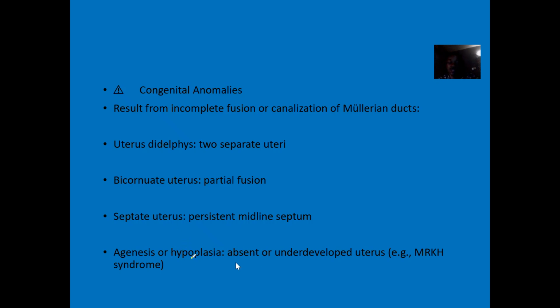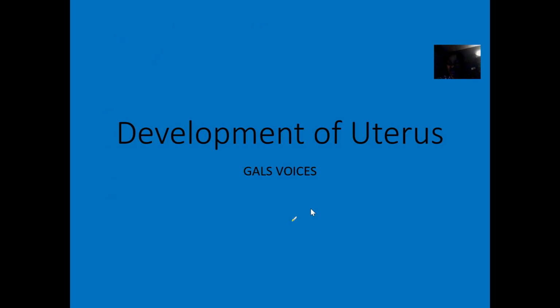Agenesis and hypoplasia, that one is where the uterus is absent or underdeveloped. So for the uterus, I think that's what we got for the development.